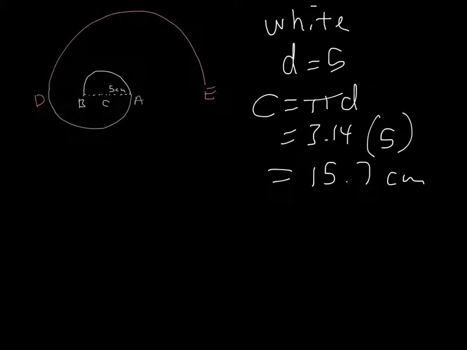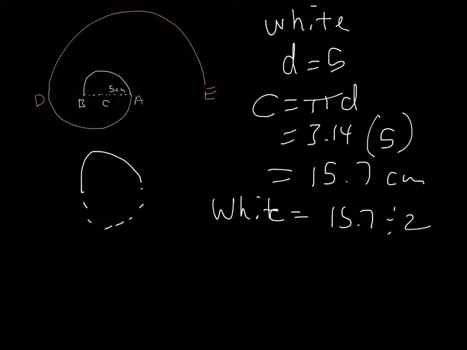Now, that's the circumference of the white section if the white section was a whole circle. However, the white section is not a whole circle. It's just half of one. So then I know that the white section equals 15.7 divided by 2 equals, what's that, 7.5, and then another 0.35, 7.85-ish, if I had to guess. So that makes sense for the white section.